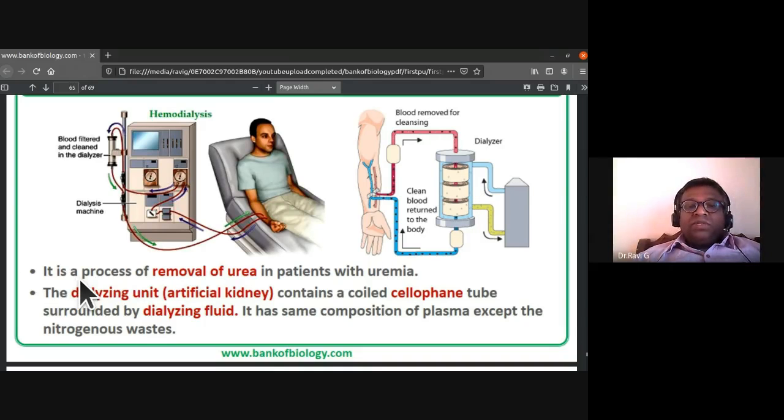Okay, so the process of hemodialysis is the process of removal of urea in patients suffering from uremia. The dialyzing unit or artificial kidney contains a coiled cellophane tube which is surrounded by the dialyzing fluid. It has the same composition as that of plasma except for the nitrogenous wastes.